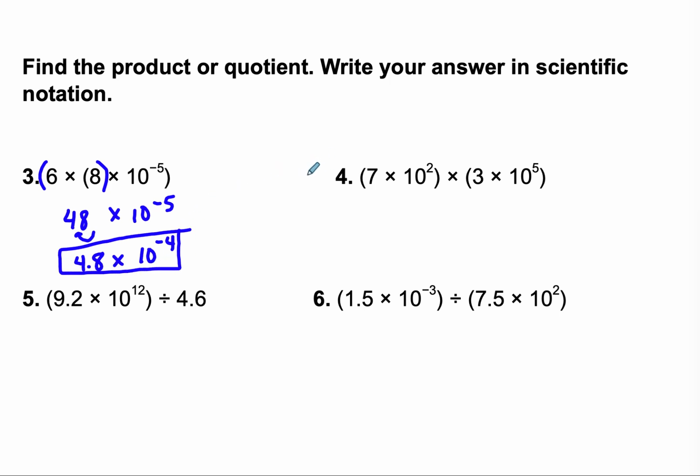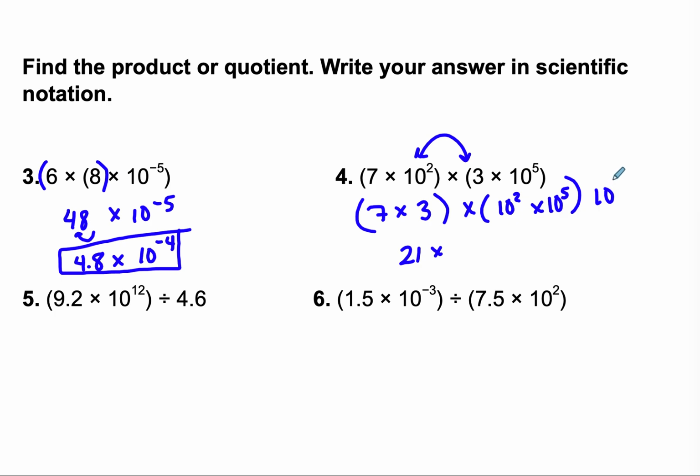Let's take a look at our next one. 7 times 10 squared times 3 times 10 to the 5th power. We're going to use the commutative property here and change up the order. 7 times 3 times 10 squared times 10 to the 5th power. 7 times 3 is 21. 10 squared times 10 to the 5th power is like 10 to the 2 plus 5 power, so that's going to be 10 to the 7th.